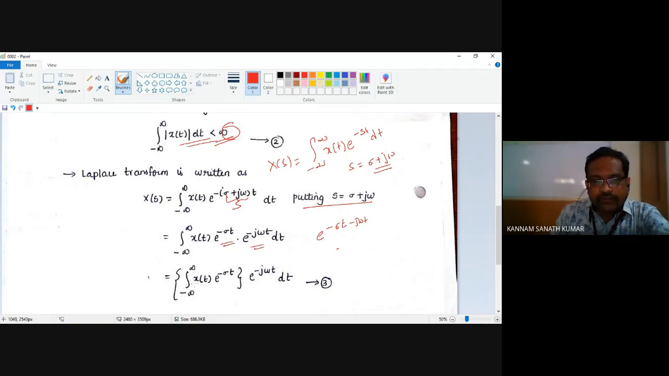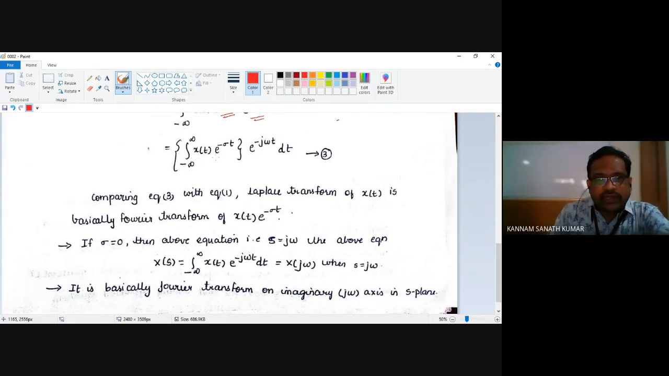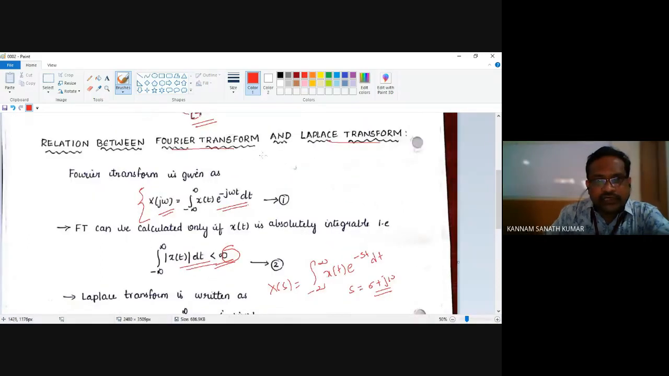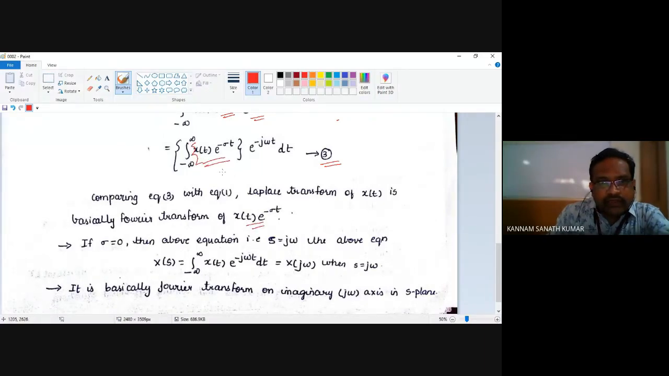So next, integration from minus infinity to infinity of x of t into e power minus sigma t into e power minus j omega t dt. Let us consider this equation 3. Now, what is equation 1? This is the Fourier transform. If you compare equation 1 and equation 3, what are you getting? The Laplace transform of x of t is basically the Fourier transform of x of t into e power minus sigma t.